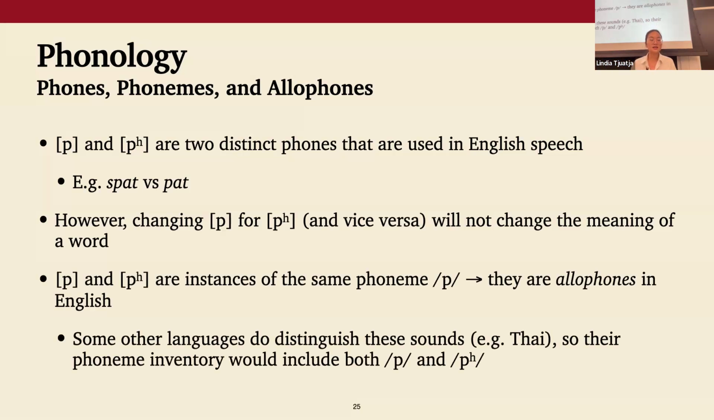So what does this tell us? This shows that the P with no puff of air and the P with the puff of air are instances of the same phoneme. In other words, they are allophones in English. Allophones are phones that map to the same phoneme. In other languages, though, we can distinguish between these two sounds. Like in Thai, the P with no puff of air and the P with the puff of air would actually change the meaning of a word. So their phoneme inventory would include both Ps.